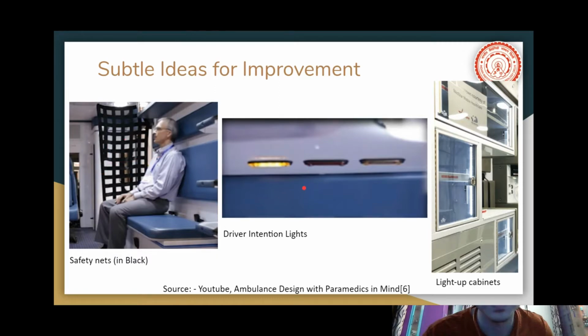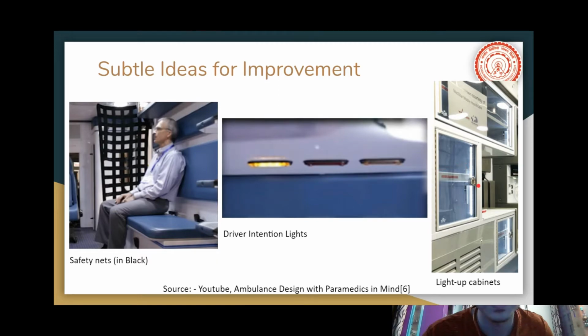And there's another thing called a driver intention light, in which if the driver is turning to the left or to the right, these lights light up according to whatever the turn is, and also if the driver is about to stop. So these driver intention lights help the EMS personnel to preempt which way the ambulance is going, and therefore they can modify whatever they're doing according to that.